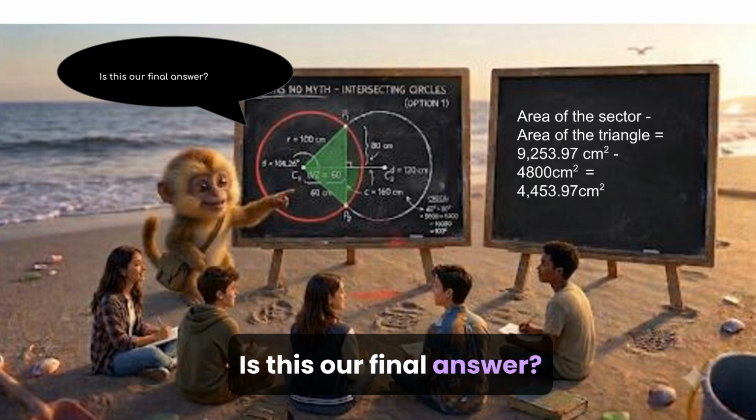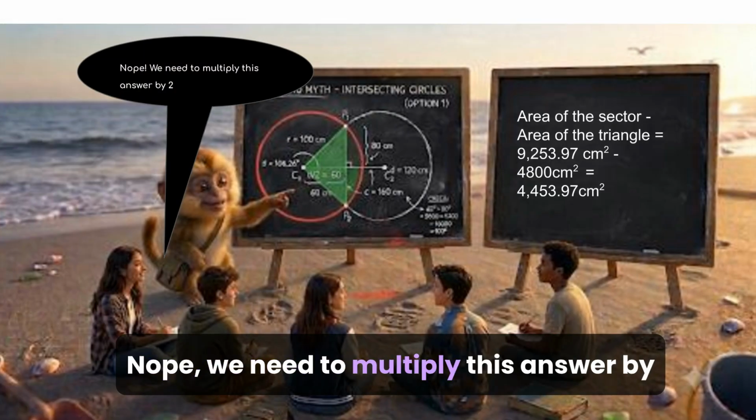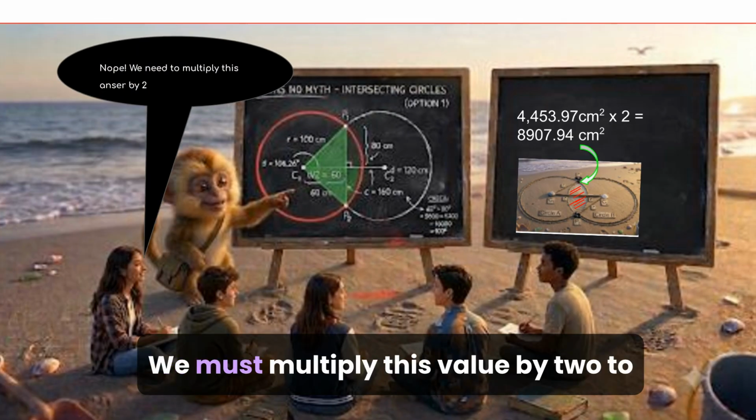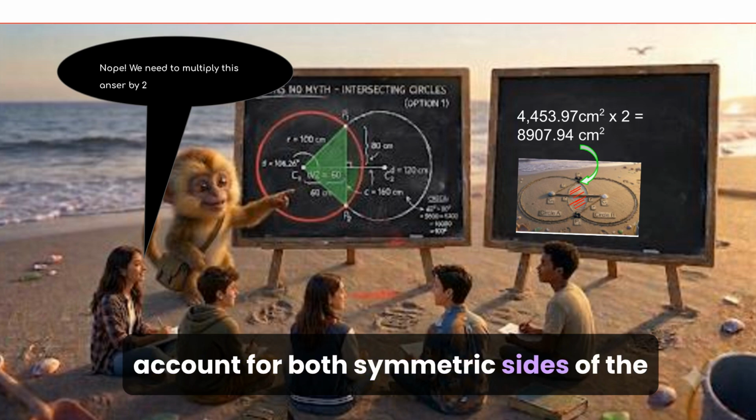Is this our final answer? Nope. We need to multiply this answer by 2. We must multiply this value by 2 to account for both symmetric sides of the intersection.